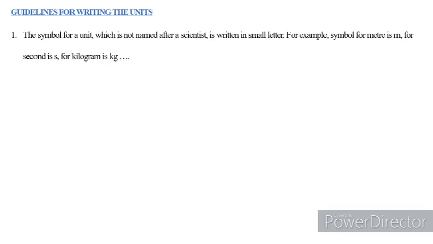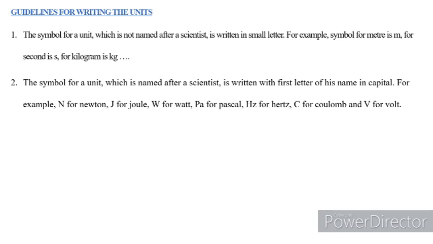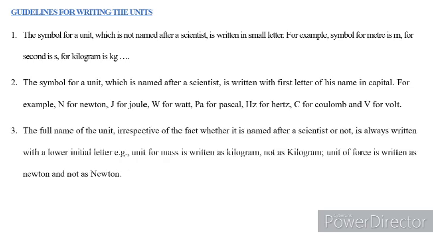Okay, and finally we have reached the guidelines for writing units. There are certain things you need to do when you write units. The first one is that if a unit is not named after a scientist, you have to write it in small letters. And if it is named after a scientist, you have to write the first letter in capital. You see that I have given the examples. If it is named after Newton, it's N, and if it is named after Joule, it's J.